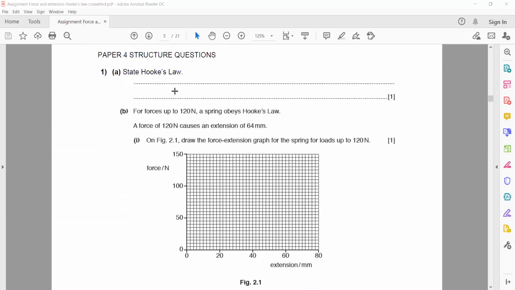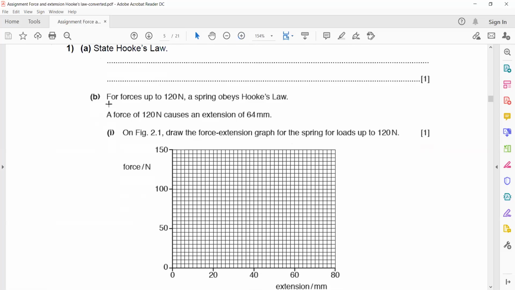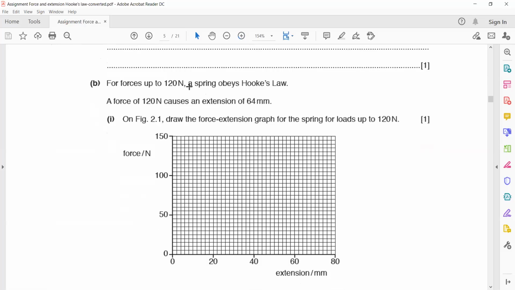State Hooke's law: you will mention force and extension are directly proportional. That's Hooke's law. In the next question, for a force up to 120 Newton, the spring obeys Hooke's law. So till 120 it obeys Hooke's law. 120 Newton causes a 64 millimeter extension. On the figure, draw a force extension graph for a load up to 120.